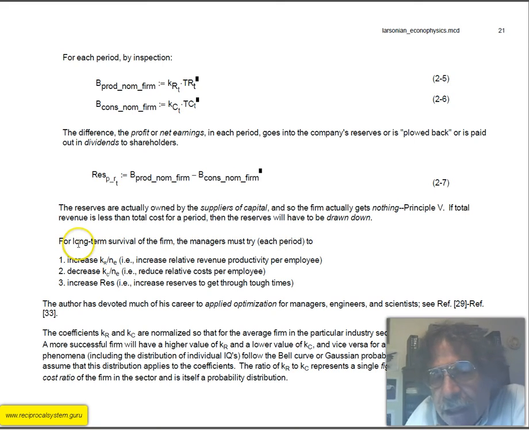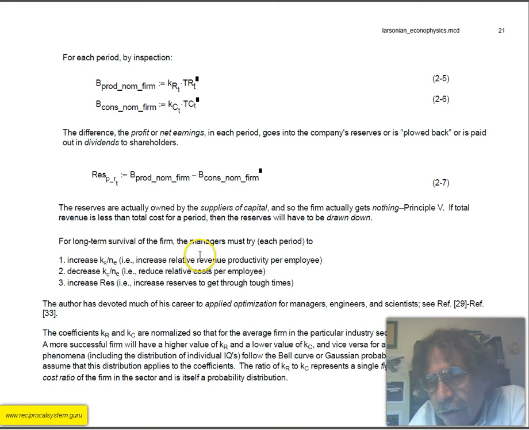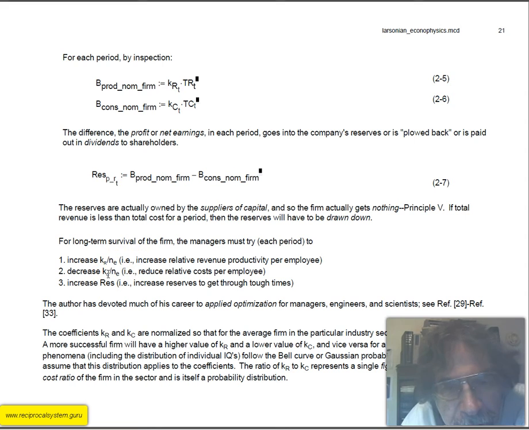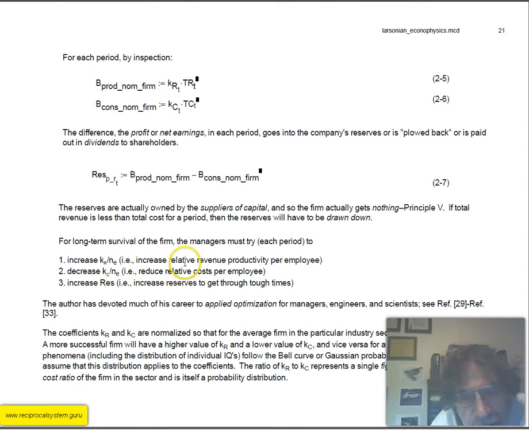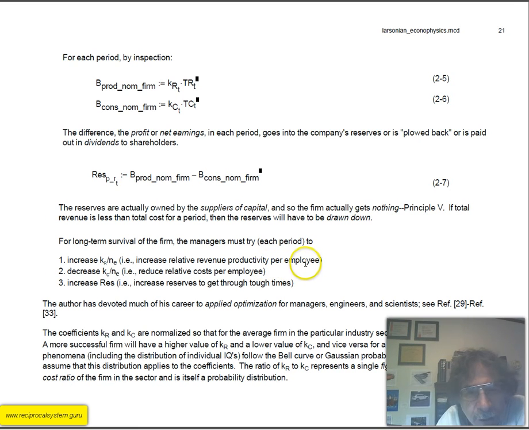I want to repeat that for long-term survival of the firm, the managers must try, for each period, to 1, increase the ratio of K sub R, that's the revenue coefficient, to the number of employees, N sub B. That is, increase relative revenue productivity per employee. 2, decrease K sub C divided by N sub B. That is, reduce the relative cost per employee. And 3, increase the reserves to get through tough times.